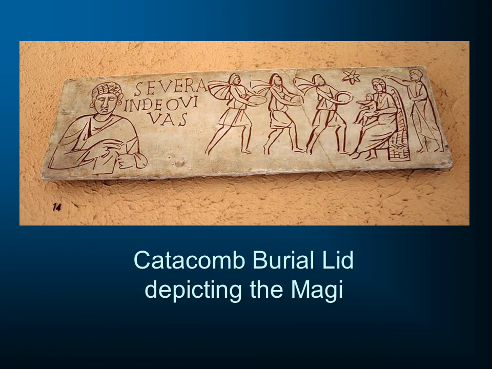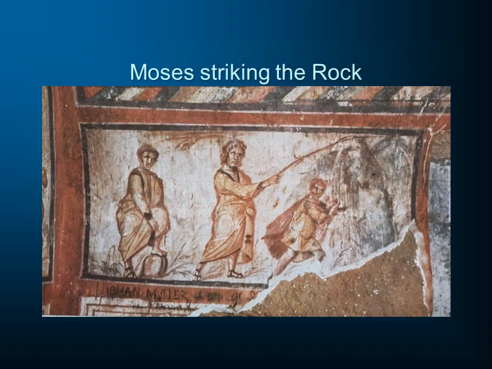This is a picture of a catacomb burial lid. Notice the artwork on there is depicting the Magi who were bringing their gifts to the baby Jesus. Another example from the catacombs, and we see a number of Old Testament and New Testament themes too.